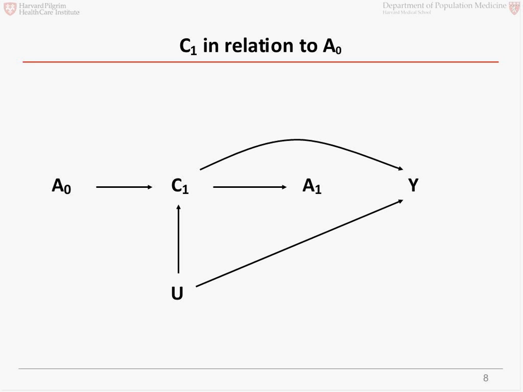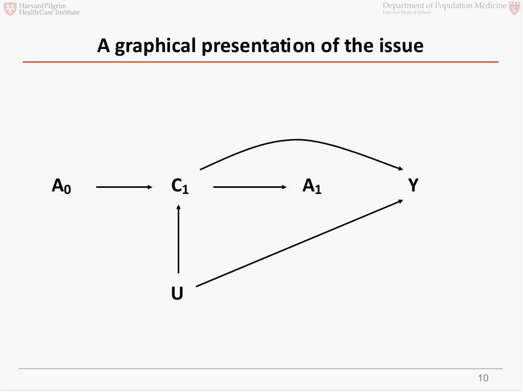Now let's look at the relation between C1 and A0. Again, let's get rid of things that don't matter. C1 is what we will call an intermediate variable for the effect of A0 on Y, because at least part of the effect of A0 is through C1. So what do we learn from this? On one hand, if we want to get the best estimate of the effect of A1, we need to adjust for C1. But if we look at A0, we know that we cannot adjust for it, because it is what we call an intermediate variable.